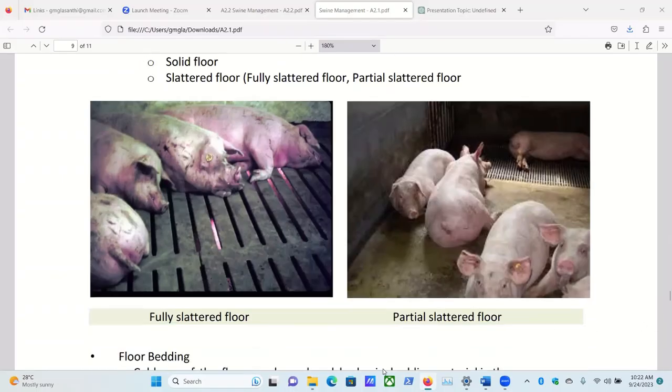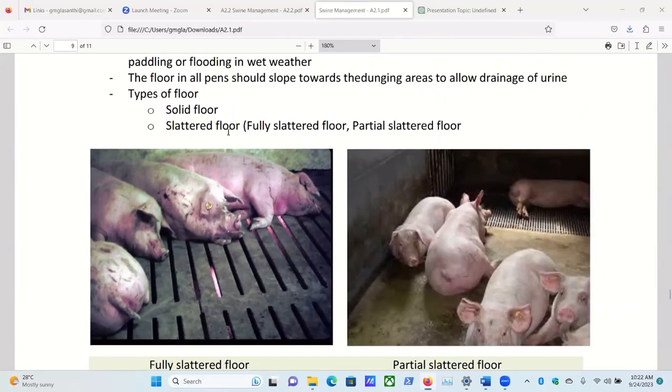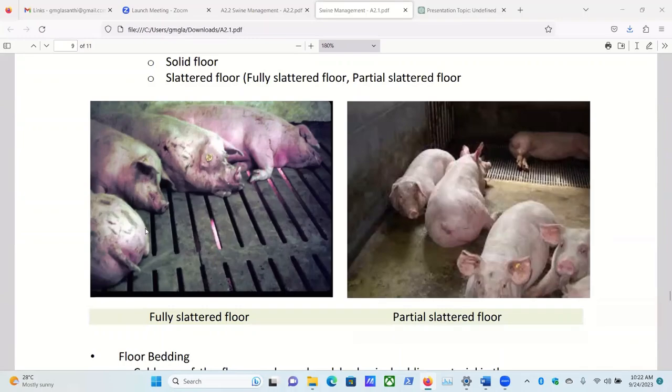At the same time, there are two types of floor. One is slatted floor and the other one is solid floor. Solid floor means an ordinary floor. And this is the slatted floor. There are two types of slatted floor: fully slatted floor and partial slatted floor. In fully slatted floor, the whole floor is made of slats. And here only half is slatted. The other half is solid floor.